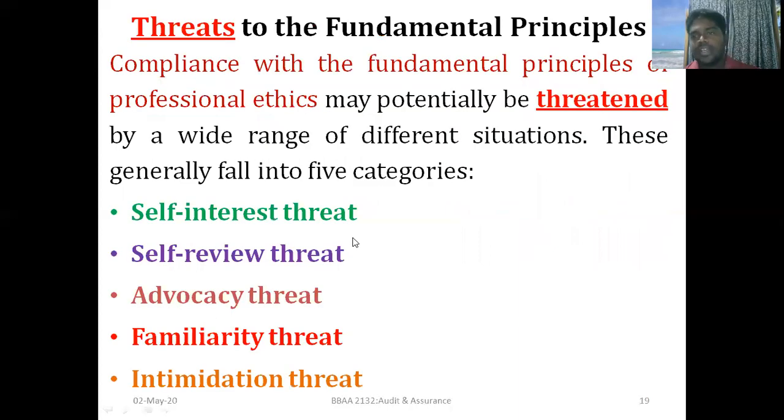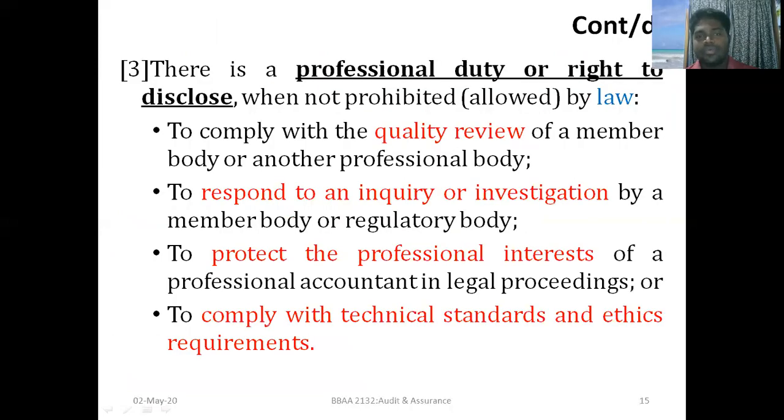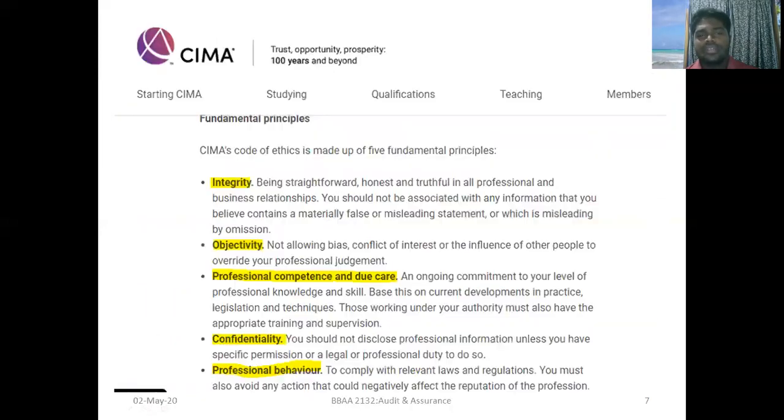In the next video lecture, we will discuss these threats. When members try to comply with all the fundamental principles, sometimes they may potentially be threatened by a wide range of different circumstances or situations. At that time, different types of threats may happen. We will discuss those threats in the next video lecture. Okay, friends, I hope you understand the things we discussed so far today.